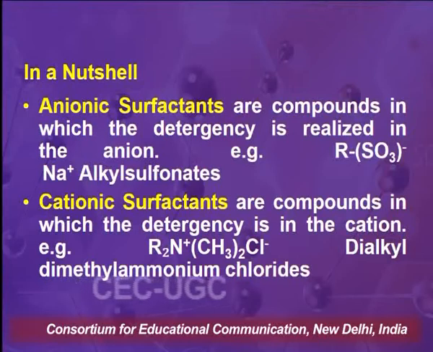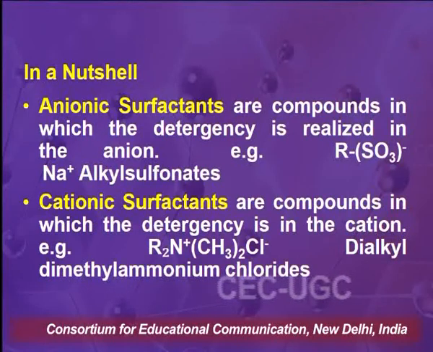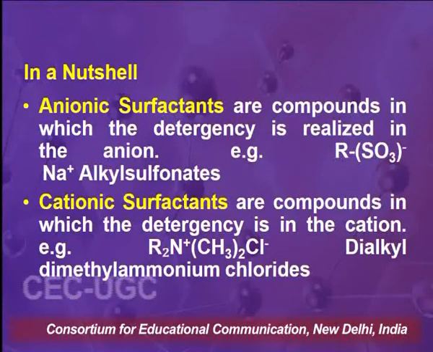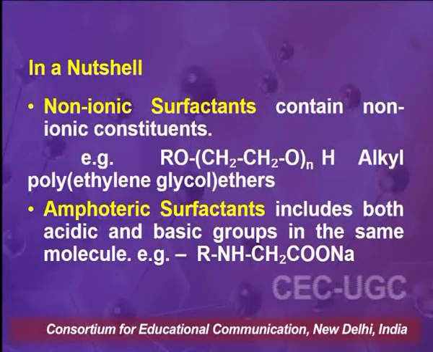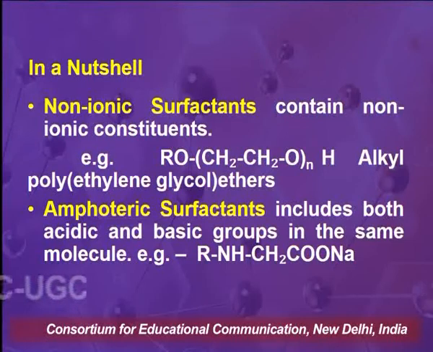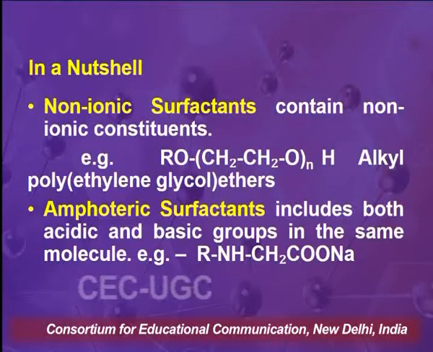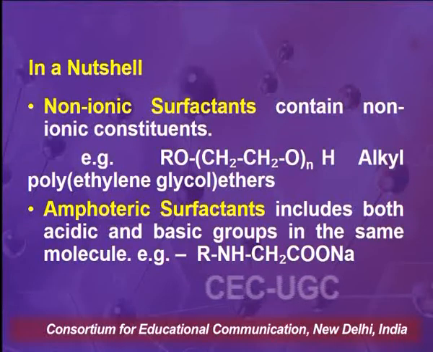In a nutshell, anionic surfactants are compounds in which the detergency is realized in the anion. Cationic surfactants are compounds in which the detergency is in the cation. Non-ionic surfactants contain non-ionic constituents. Amphoteric surfactants include both acidic and basic group in the same molecule.